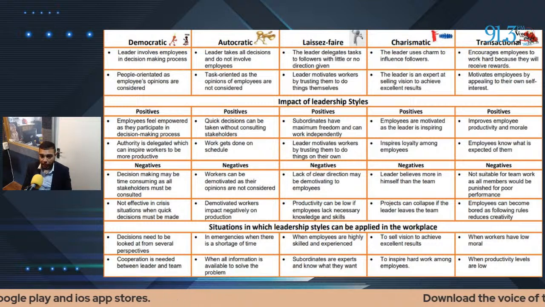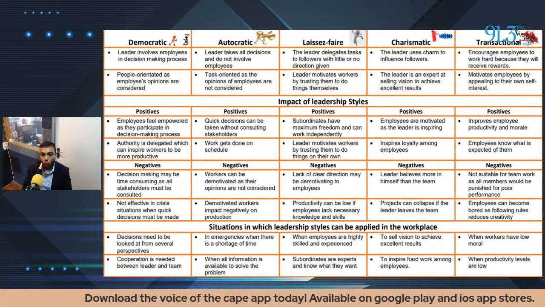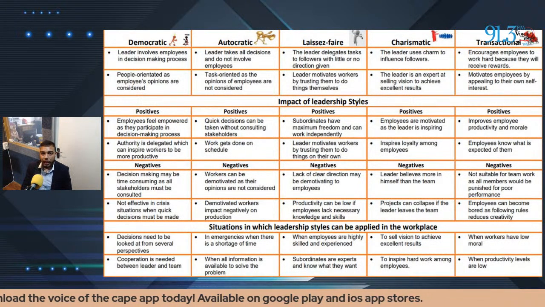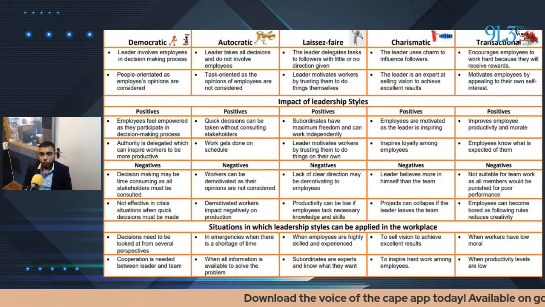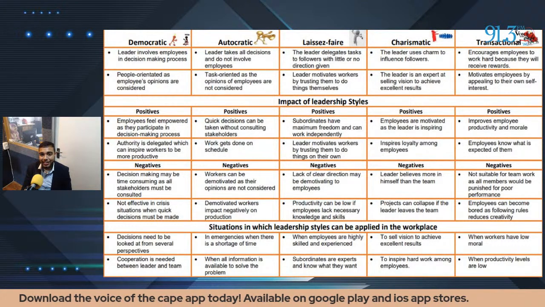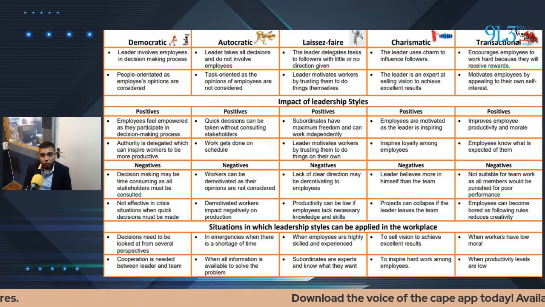The situation that we might be in is when employees are highly skilled and experienced, or subordinates are experts and know what they want. Charismatic. Charismatic is now when you're dealing with your emotions, when you're now using your charm. So the leader uses charm to influence followers. The leader is an expert at selling vision to achieve excellent results. So the positive thing about this is that employees are motivated as the leader is inspiring.